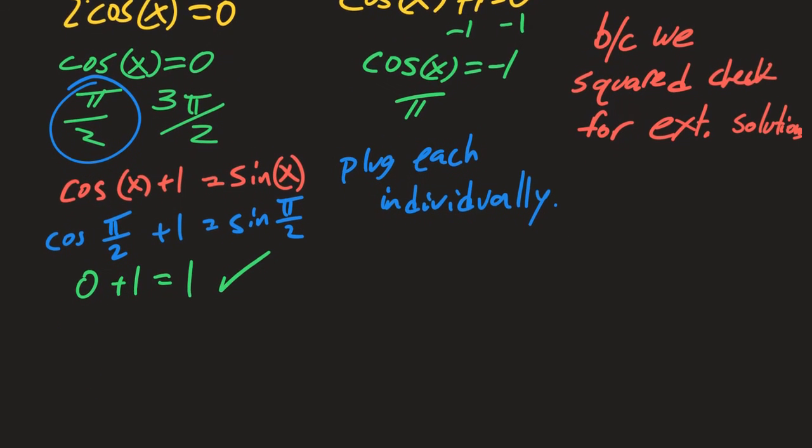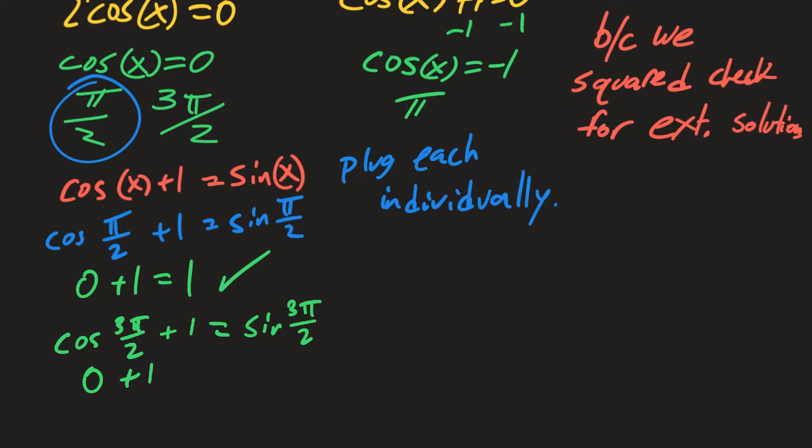We can do this with each of our solutions. So cosine 3 pi over 2 plus 1 equals sine 3 pi over 2. Hang on, so cosine of 3 pi over 2 is 0, plus 1 is equal to -1. Wait a minute, something seems wrong here. I'm going to get +1 is equal to -1. So this answer is no good to me. So this solution is extraneous. Okay, let's just check that last one.